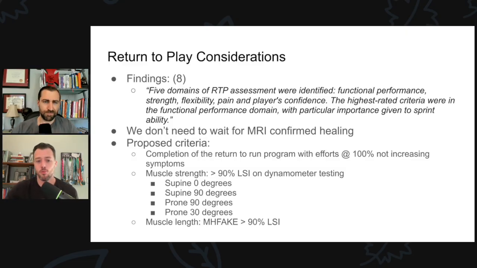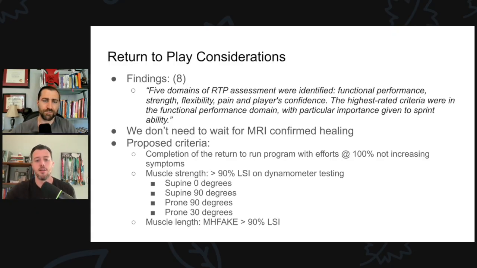Another thing that they said is we don't need to wait for MRI confirmed healing. This isn't a diagnosis where we necessarily have to go get an MRI to say the tissue's healed. Oftentimes, the tissue will not look normal on an MRI for a very long time. It might show changes long term, so that's not important. Don't worry about that.